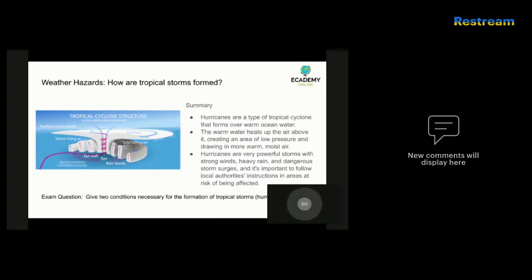So it's important to remember that hurricanes can be very, very dangerous, and it's important to follow the instructions that you're given if you are in an area which is prone to hurricanes.